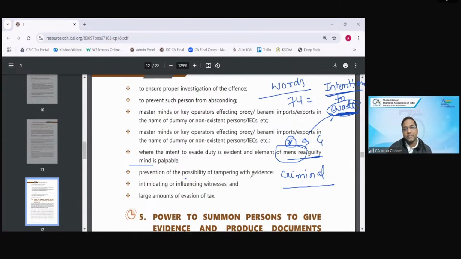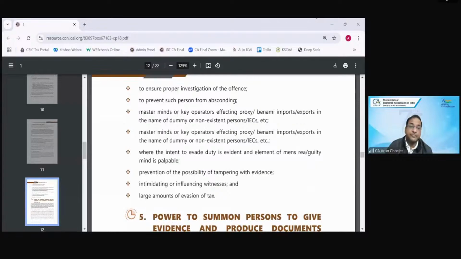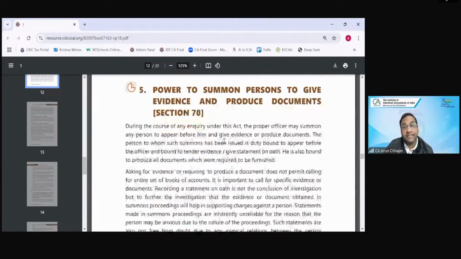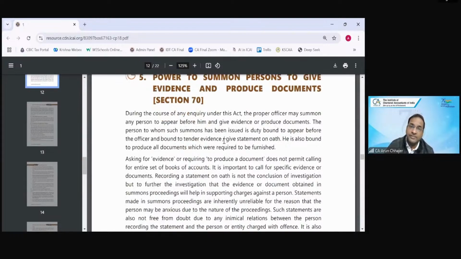Prevention of the possibility of tampering with evidence, intimidating or influencing witnesses, large amount of evasion of tax. Then power to summon, section 70. What is there in summon? The presence of the person to take the evidence or produce the document.